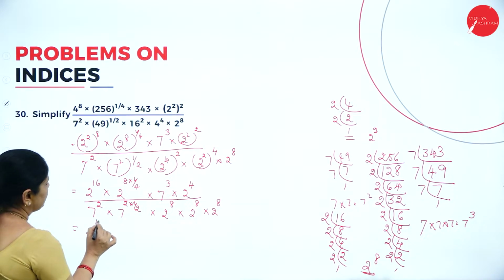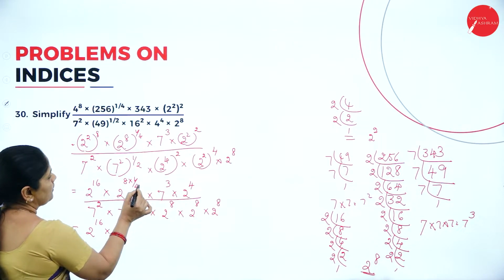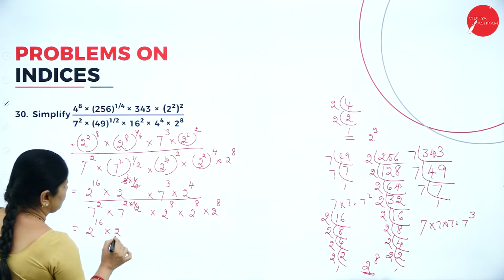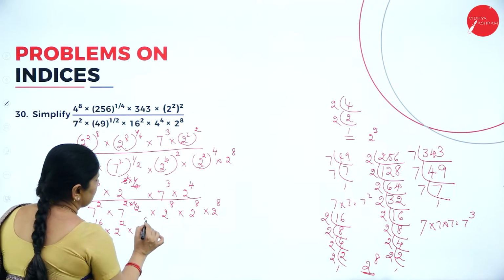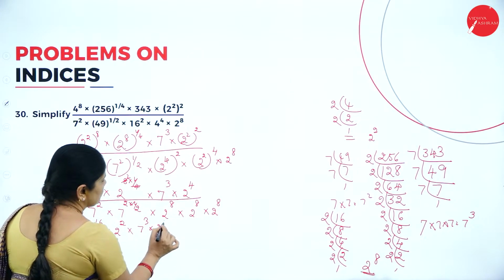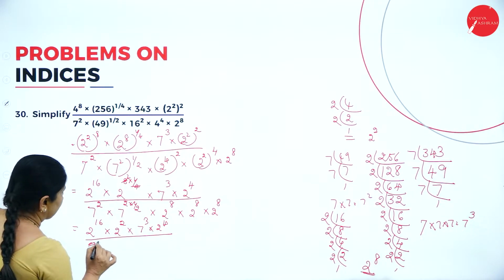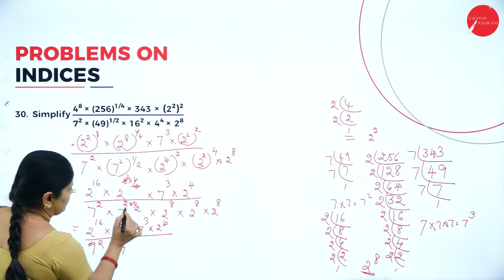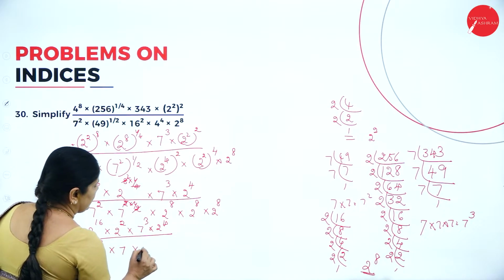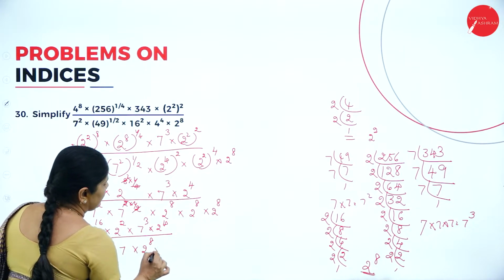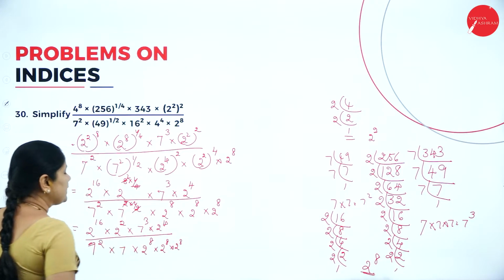So I will get 2 to the power of 16 into 2 to the power of 8 divided by 4 is 2. So 2 to the power 2 into 7 to the power 3 into 2 to the power 4 whole over 7 square into 7. So 2 and 2 gets cancelled. So only 7 is remaining into 2 to the power of 8 into 2 to the power of 8 into 2 to the power 8.